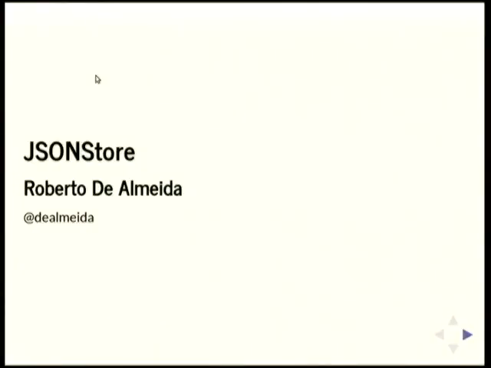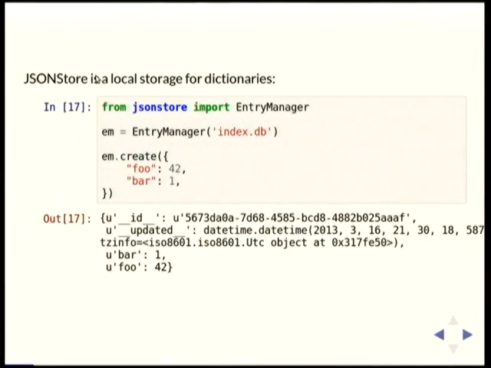Good afternoon. So I'm Rob. I'm going to talk about JSON Store. It's a model that I wrote. This is my Twitter handle. And well, JSON Store, I wrote it because I needed a local storage for dictionaries and like JSON objects, Python representation of JSON objects. So if you look at the code, it's very simple.